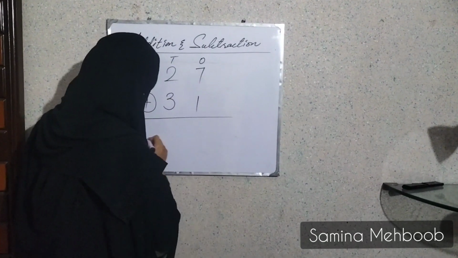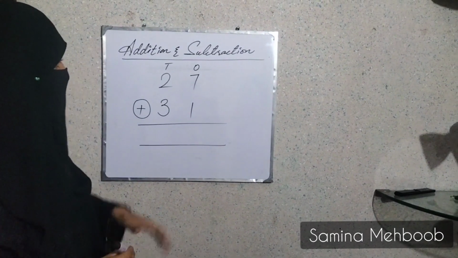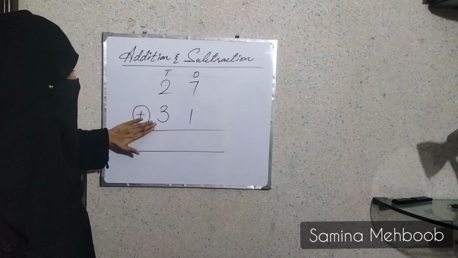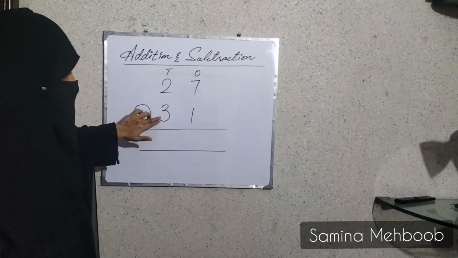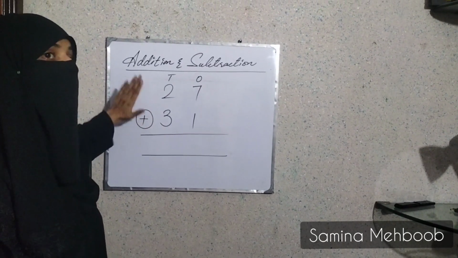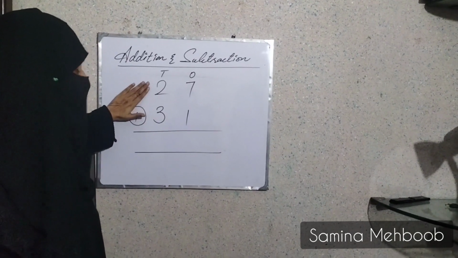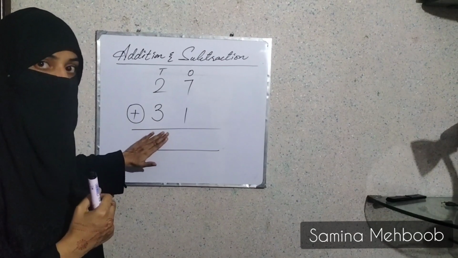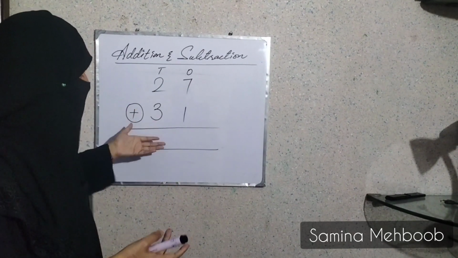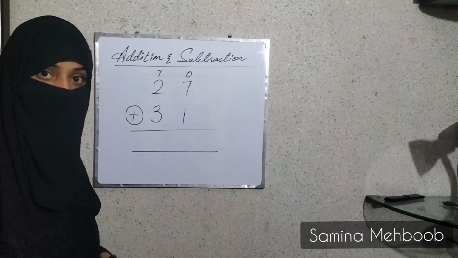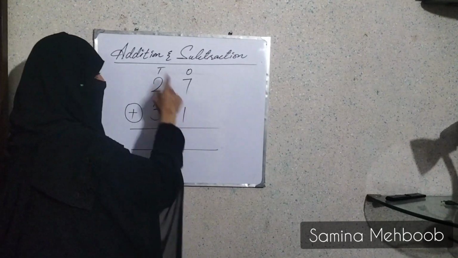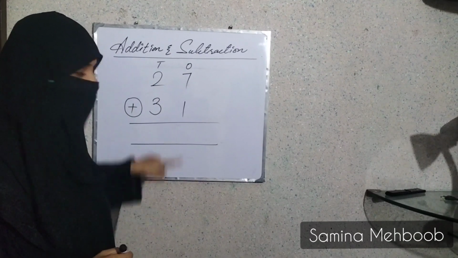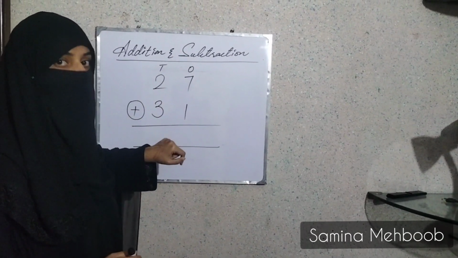31. Okay, look at the board. The upper number is smaller and the lower number is bigger. This can be possible only in addition. Means we can write the smaller number on the upper side and the greater number on the lower side. We can, but it isn't possible in subtraction. Now, what is the smaller number in one's place?